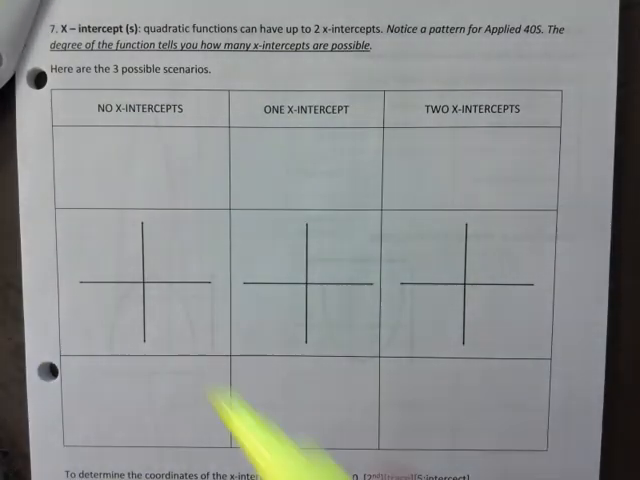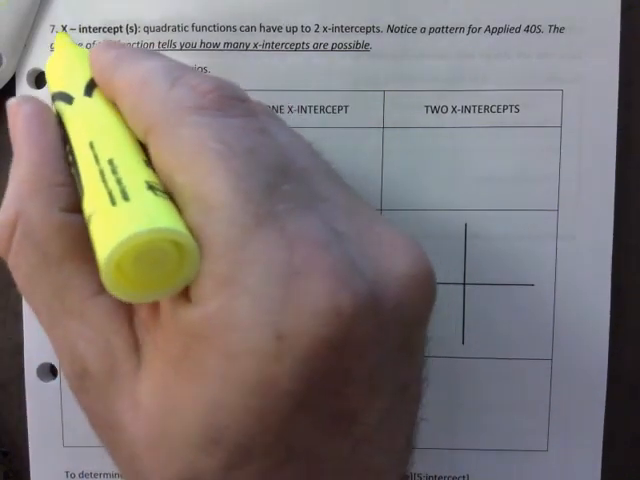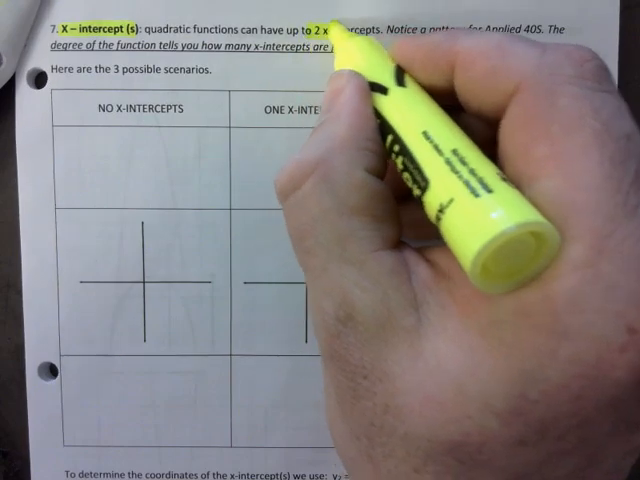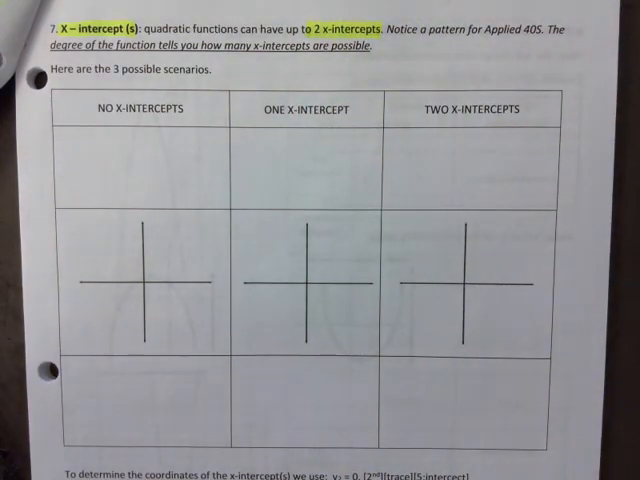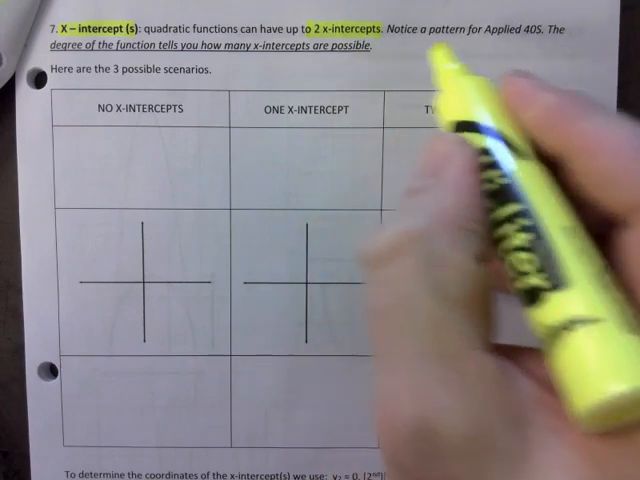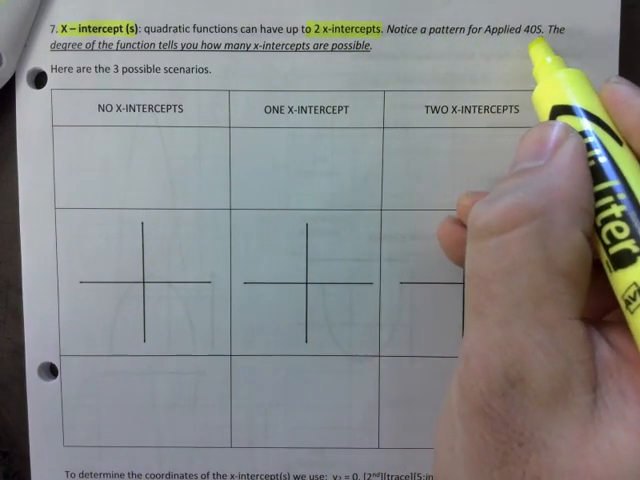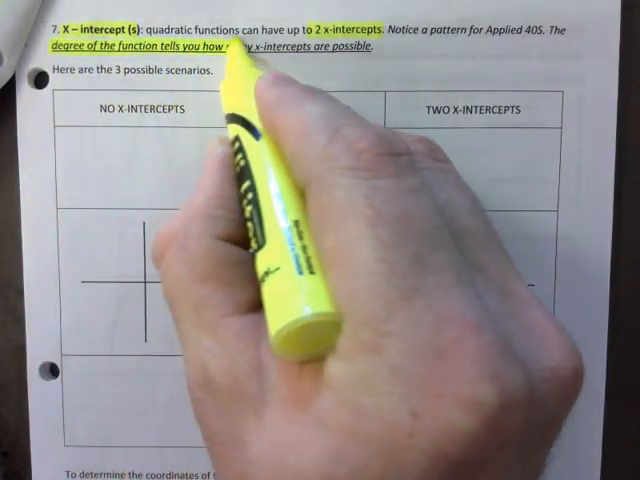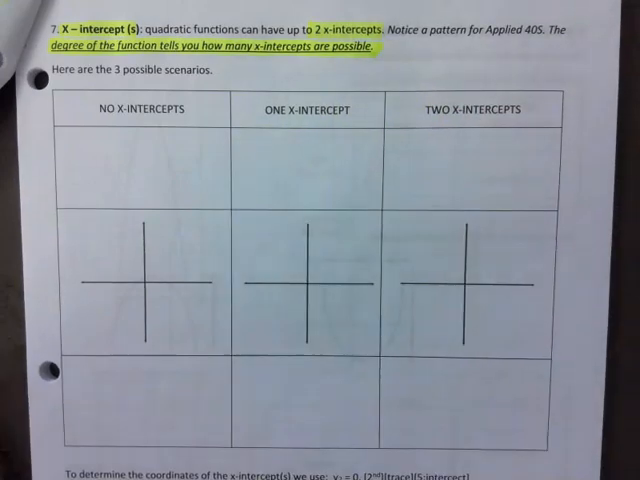Watch this. The x-intercepts. The quadratic can have up to 2 x-intercepts, so that's different than last year. Linear only has 1, but quadratics can have up to 2. Okay. Notice a pattern for applied grade 12. Watch this. The degree of the function tells you how many x-intercepts are possible.